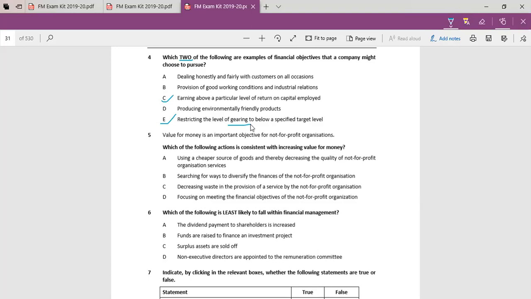Value for money is an important objective for not-for-profit organizations. Which of the following actions is consistent with increasing value for money? C. Decrease waste in the provision of service by a not-for-profit organization. C. Others are not correct.